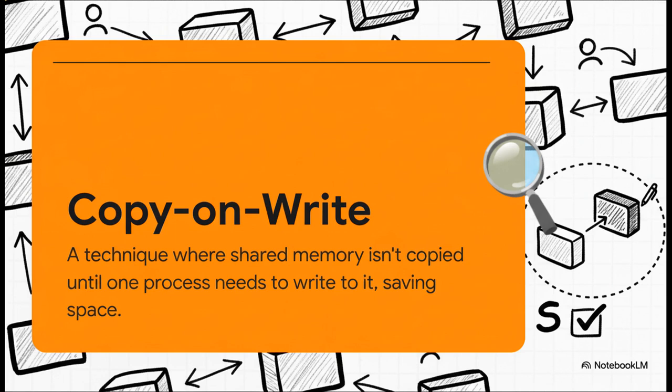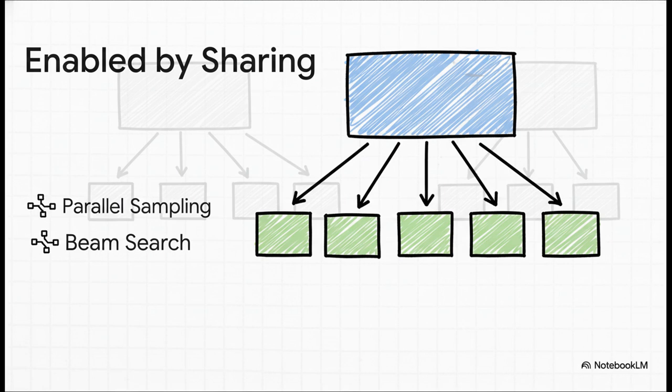If you have multiple requests that are all sharing the same memory blocks, you don't actually make a new copy for each one. You just let them all point to the original blocks. It's only when one of those requests needs to change the data that you finally make a separate copy just for it. So, what does this actually let you do?